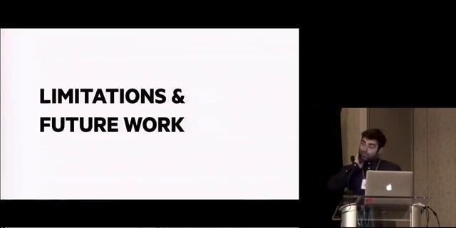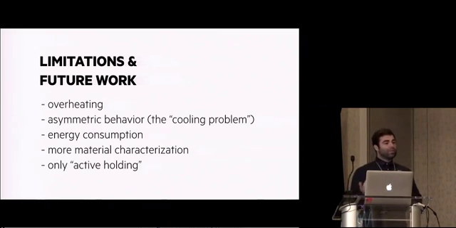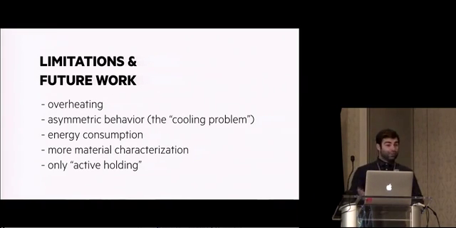So some of the limitations and some future work that I might do. Overheating is a problem. You can address that with thermistors and temperature sensors, but usually you're lazy and then you overheat the material and then it does weird things. And asymmetric behavior, called the cooling problem. Anybody who worked with thermal actuated materials knows this. It's really easy to heat things up. It's kind of hard to cool things down. So you get very fast actuation in one direction and slow actuation in the other one.